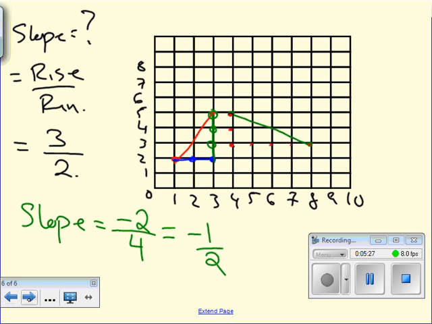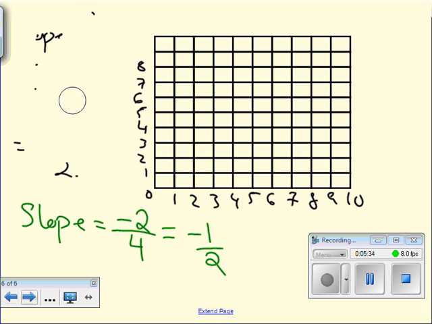So let's erase this part of it here. And I'll erase this. Let's say I'm going to start at, I don't know, 2 and 1. And I know I have a slope, and it's equal to 3 over 4. So I know my rise is 3 and my run is 4.